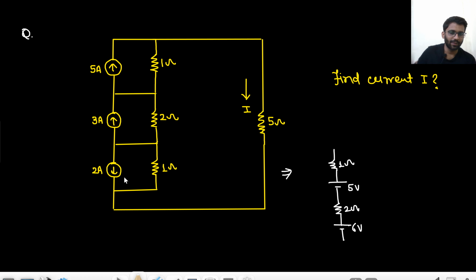But what will be the direction of the battery? Downward, right? The direction will be like this. Got my point? Because the current direction is downward. So 2 volt battery and resistance is 1 ohm.